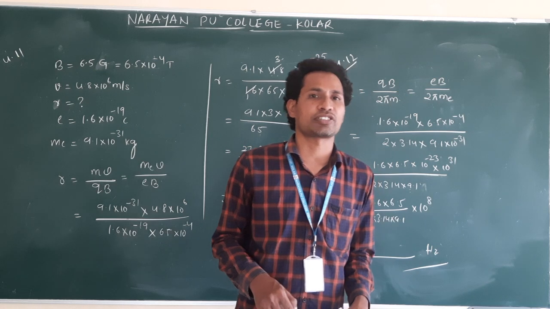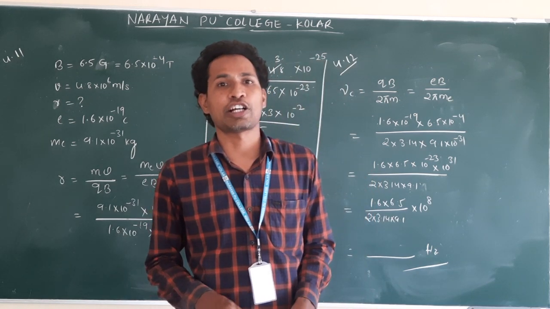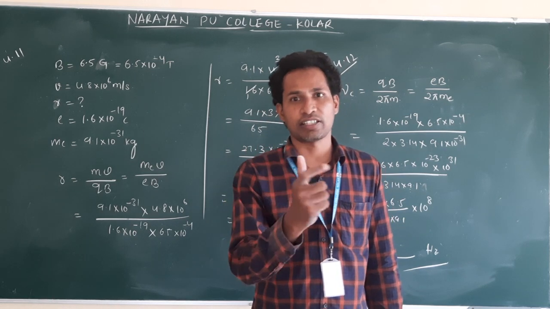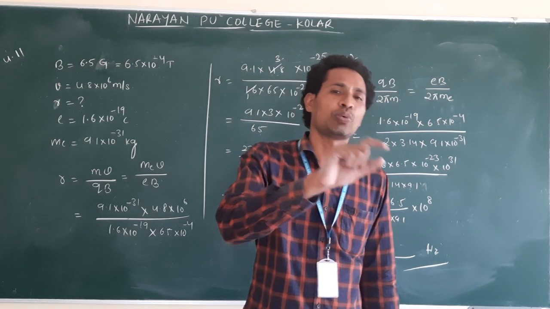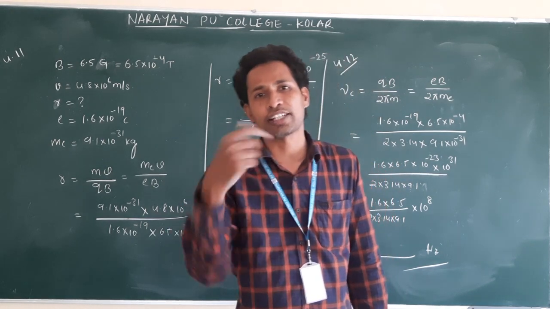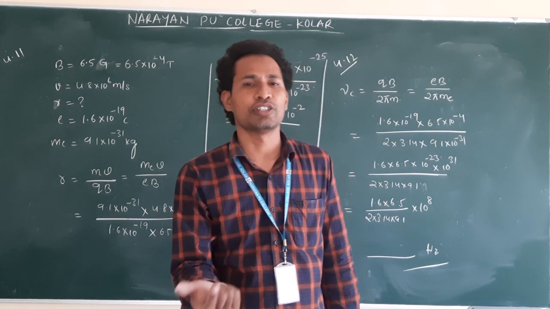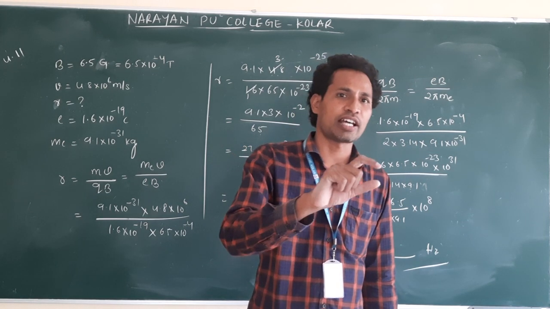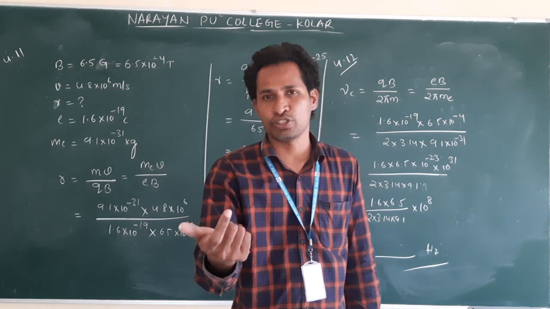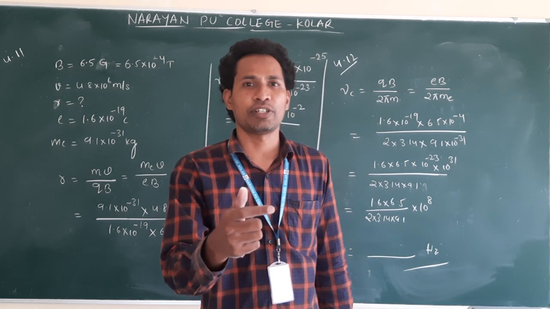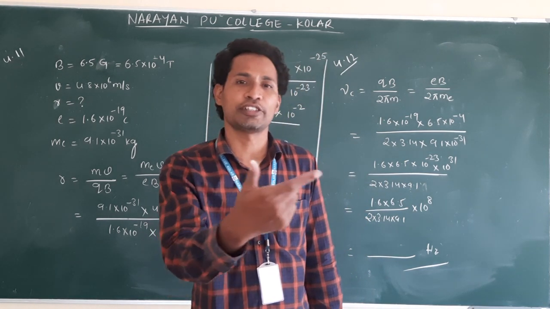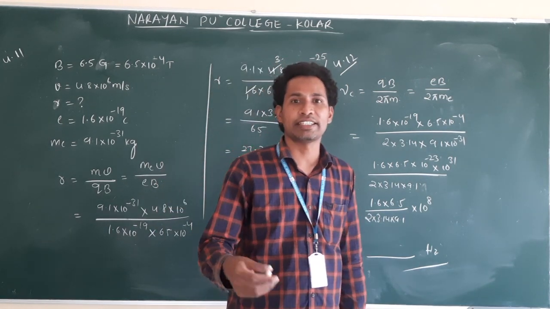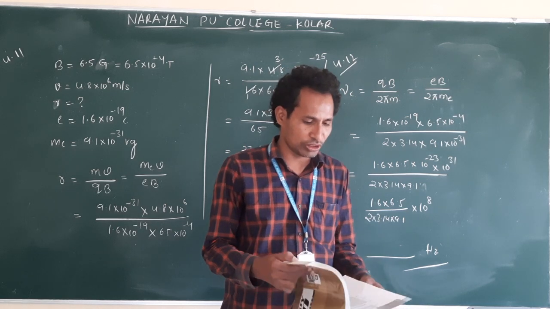What is the torque experienced? N I B A sin theta. Counter torque: whatever torque is produced will be balanced. So what does it mean? Counter torque is equal to the torque produced by the magnetic field. So whatever we are finding is the magnitude. Counter torque is equal to the torque produced by the magnetic field. So directly we can use the formula for torque produced by the magnetic field because it is balanced by the counter torque. So tau is equal to N I B A sin theta. All values are given, substitute.